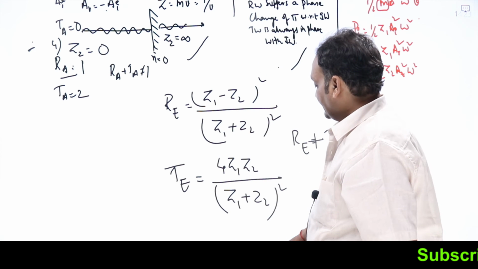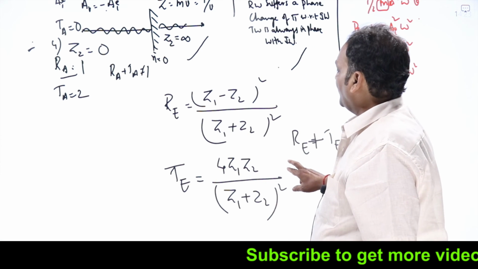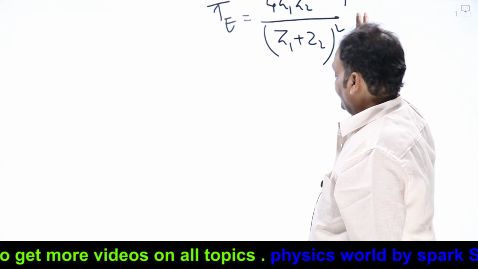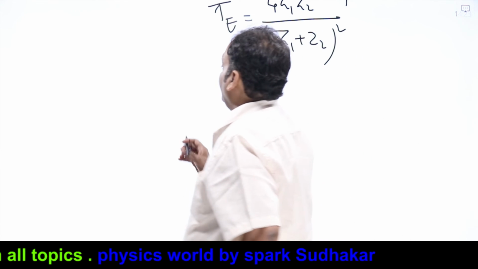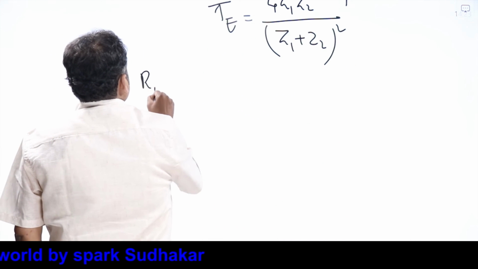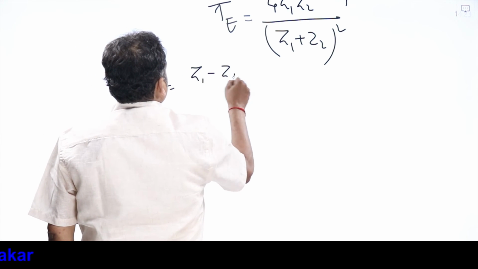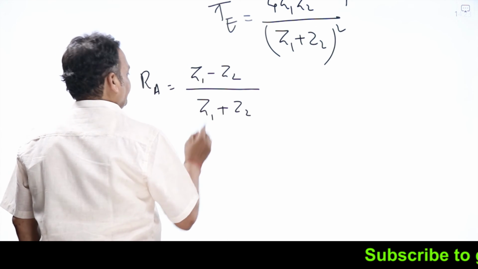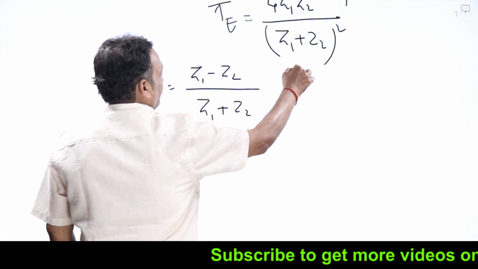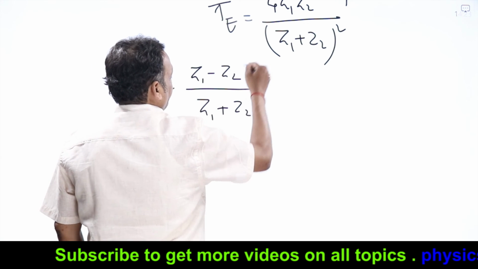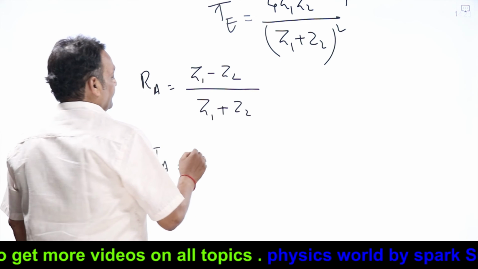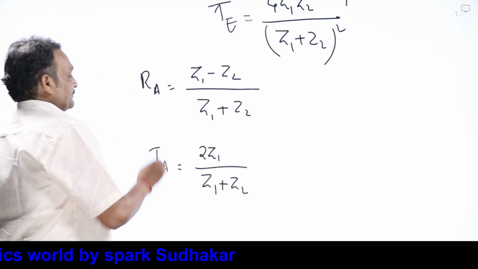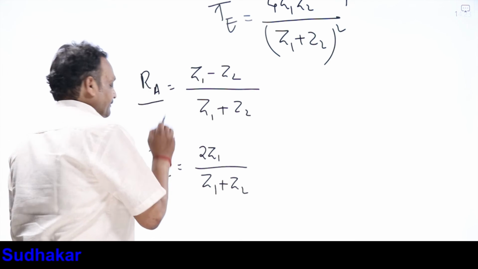Now we'll see one after the other. Any form may come in the exam; the questions may come in any form in the examination. Now we have RA, the amplitude reflection coefficient, equal to Z1 minus Z2 by Z1 plus Z2, and TA equal to 2 Z1 by Z1 plus Z2. These are the expressions for the amplitude reflection coefficient and amplitude transmission coefficient.